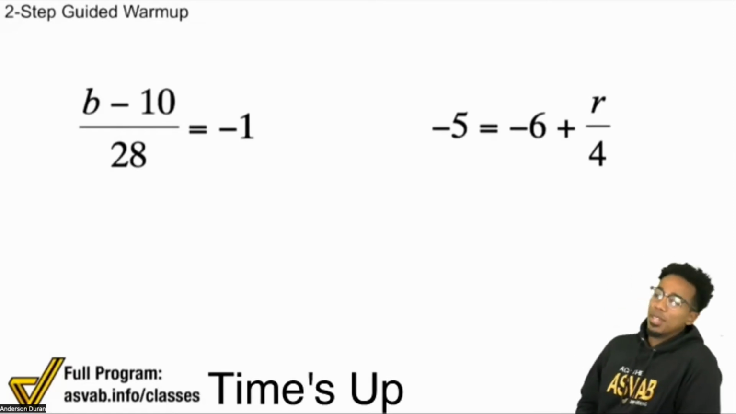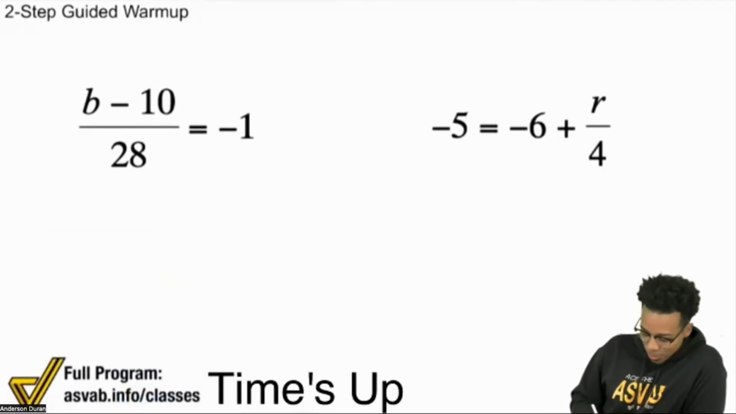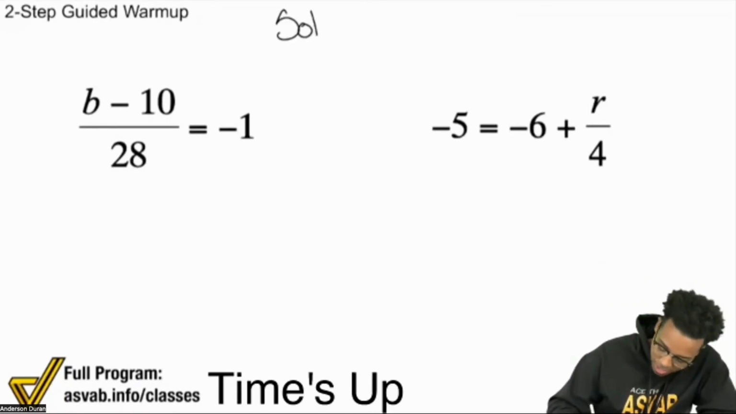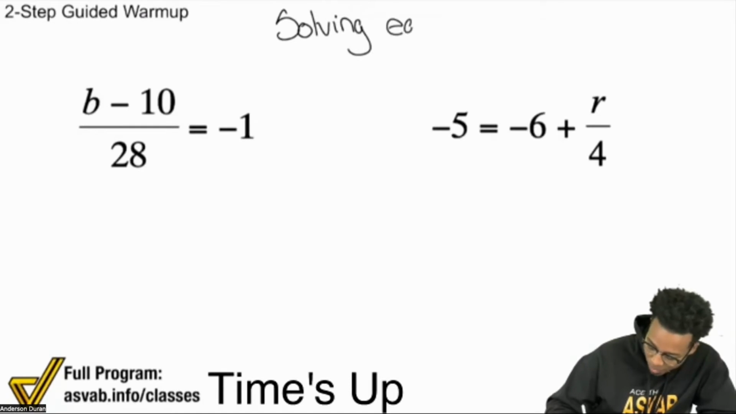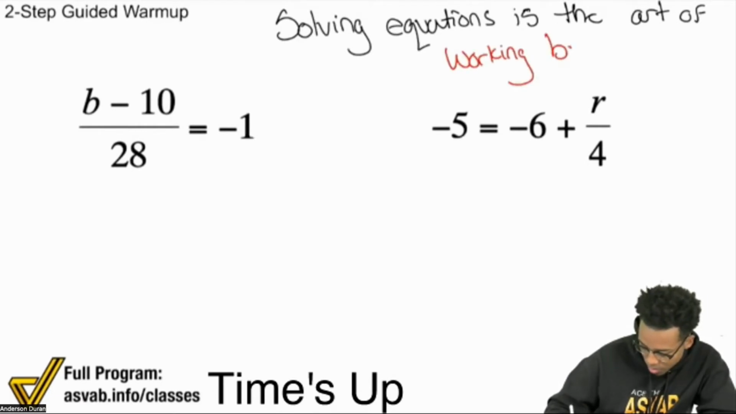All right, so everybody, fill in the blank. Solving equations is the art of what? It's all good, I got y'all. Don't worry. What did I say earlier? Solving equations is the art of what? Working backwards. Let's write it down one more time to get it through our heads. Solving equations is the art of working backwards. Right over here. And there we have it.